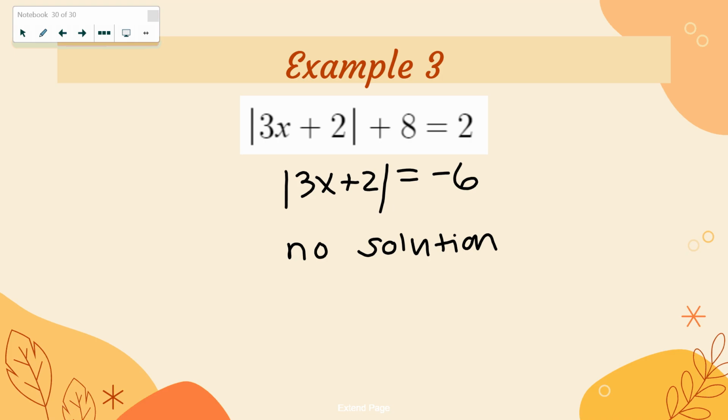Or your other option is, if you checked both your answers and both of them don't work, but this here was positive, you should check your work because that's cueing you that you probably made a mistake somewhere along the way. What's your question, Ethan?